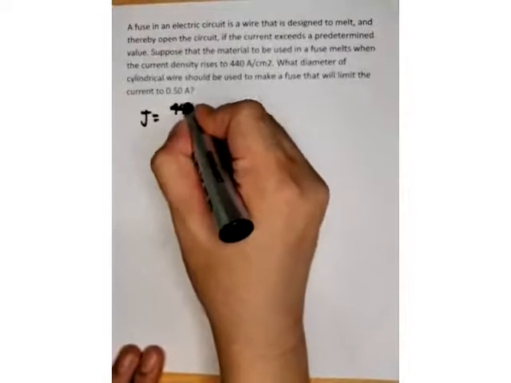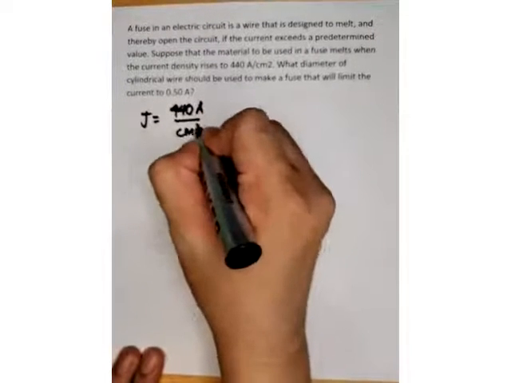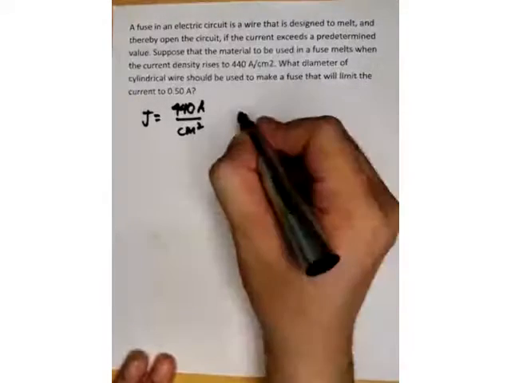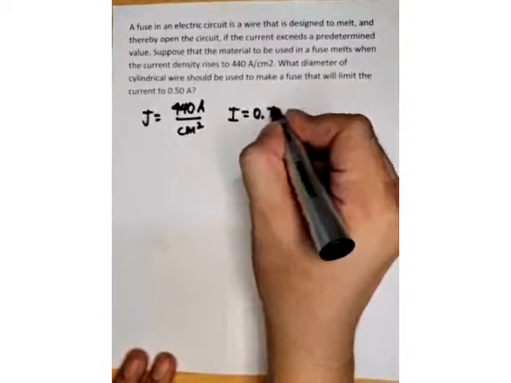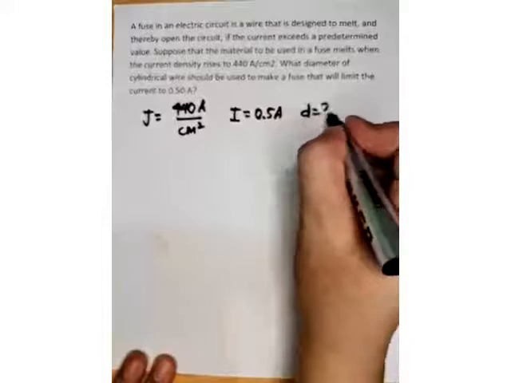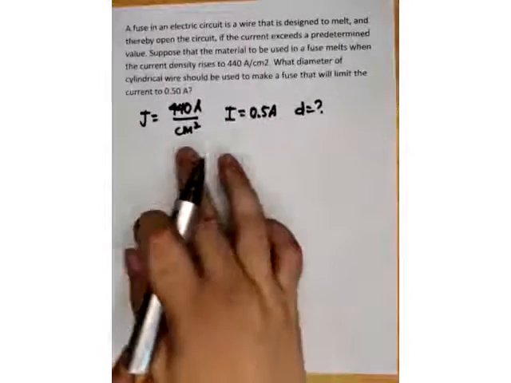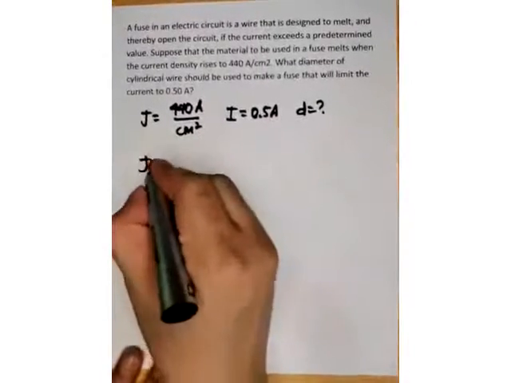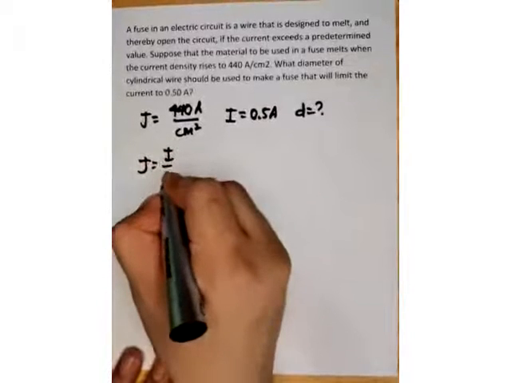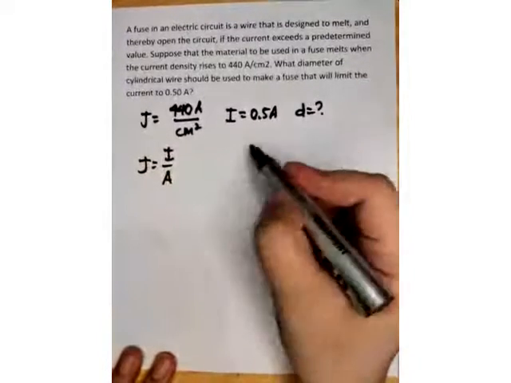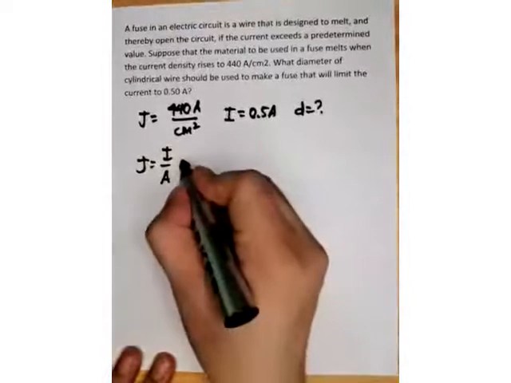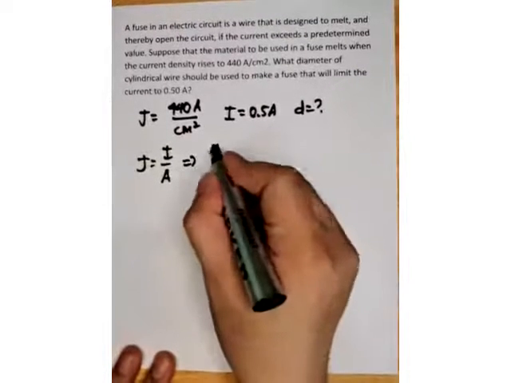What diameter of cylindrical wire should be used to make a fuse that will limit the current to 0.5 ampere? So given tayo ng current na 0.5 ampere, ano daw dapat yung diameter? Okay. And anong relationship ng dalawa ba? So ang J ay equal siya sa I over A. Ayan. So anong relation ng A sa D? So that's equal to I over pi over 4D squared.